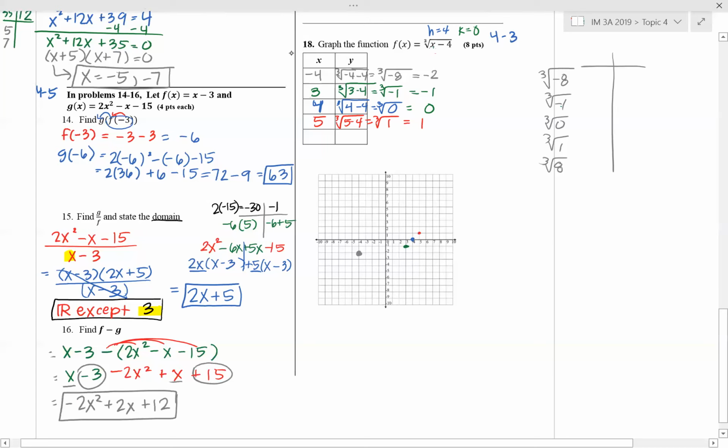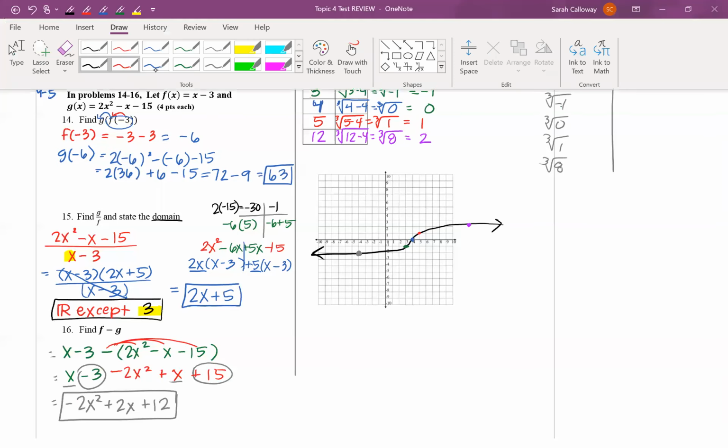And then for our last point, we want the part under the radical to be 8. So since it's +8, I have to plug in +12. 12 minus 4 is 8, and the cube root of 8 is 2. So over here at 12, it's going to be at 2. So my graph of a cube root function always looks like this, kind of S shape almost, with those 5 points.